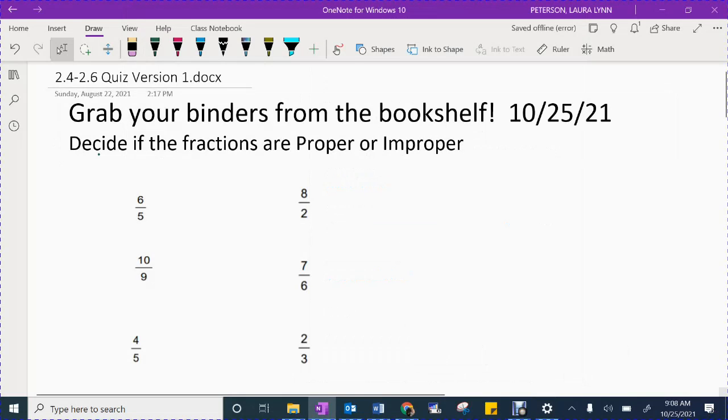Hey guys, so let's start with your warm-up. So you should have already grabbed your binders. Now I know it's kind of weird being in Mr. Sansoni's room, but that's okay. So let's get started now.